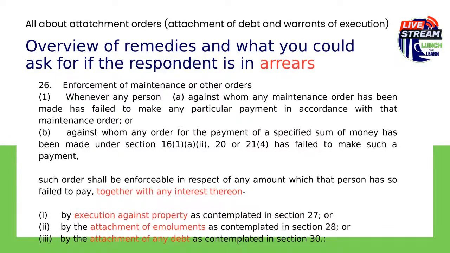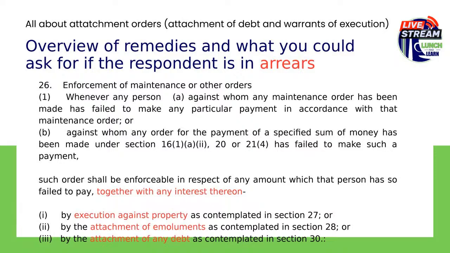So without further ado, if we could just have an overview of what types of remedies there are that you could ask for if the respondent is in arrears. Now, obviously, we're talking about arrear maintenance, which is governed by Section 26 of the Maintenance Act, where it says that for the enforcement of maintenance orders, whenever a person against whom an order was made fails to make such a payment, then you can approach the court to give you an order together with interest thereon to ask for either a warrant of execution against property or the attachment of an emolument, like we discussed previously, as well as an attachment of debt order in terms of Section 30.